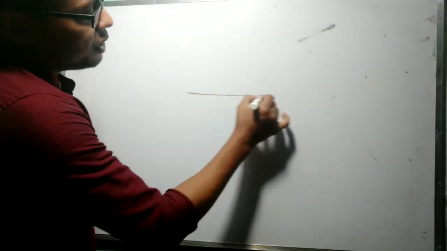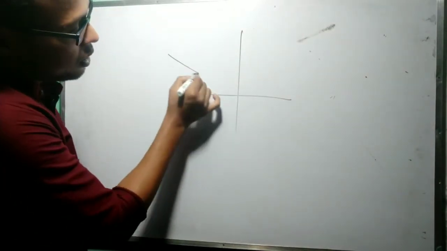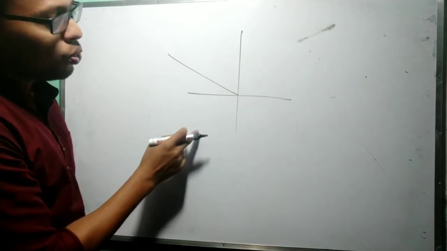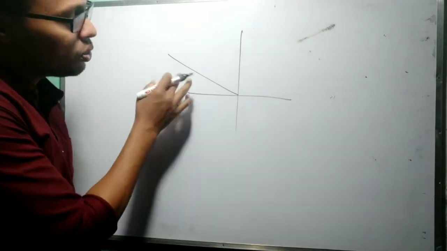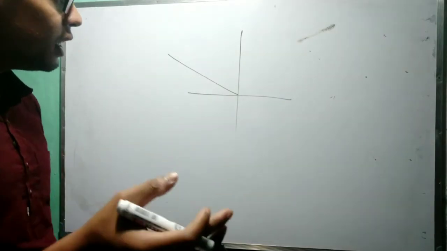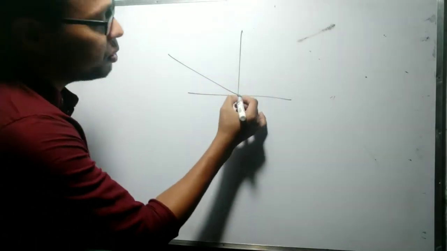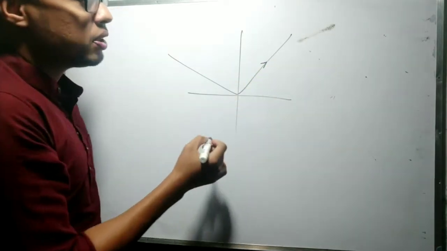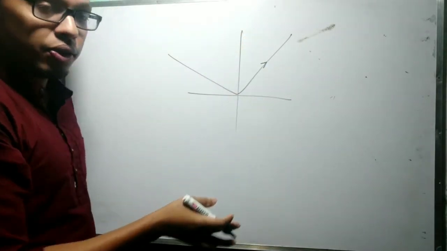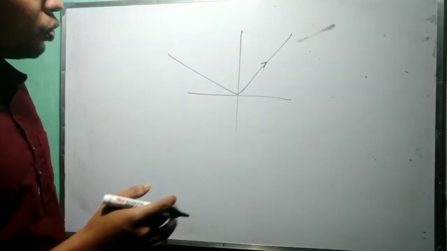But in every case, I have drawn here the light, when the light comes from air, rarer to denser medium or denser to rarer medium, the speed of light will change. That's why the light will bend away or towards. But there will be some reflection also, meaning some part will reflect and some part will refract. That I have shown here.